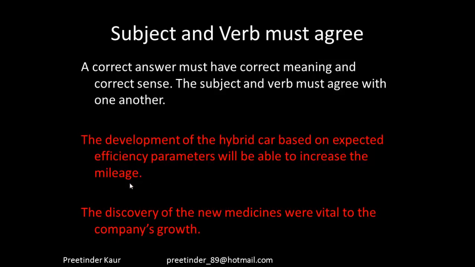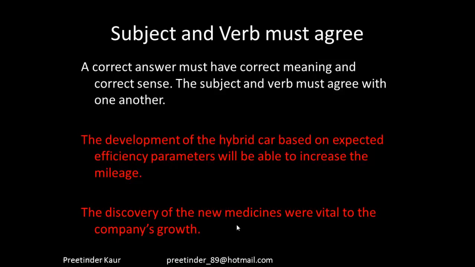So what would be the correct form of this sentence? It would be that the hybrid car, which was developed based on expected efficiency parameters, will be able to increase the mileage. So it's not the development that's going to be able to increase the mileage. It's going to be the hybrid car which will increase the mileage. Similarly, let's come to the second sentence.